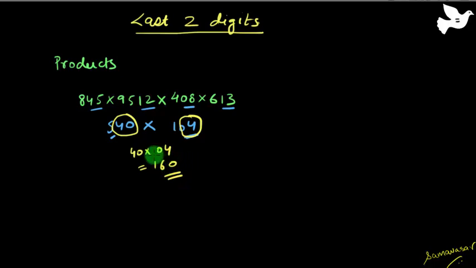So again, to do it very quickly in the exam, what will you do? 45 into 12, you have to calculate 540. Just write 40. So now you just take the last two digits because we are being asked that. Forget about all the other digits. Multiplied by 8 into 13 is 104. So 0, 4. Forget about the 1 and multiply this. I get 160. Forget about the 1. Answer is 60. 60 are the last two digits of this entire product. So products is fairly straightforward.